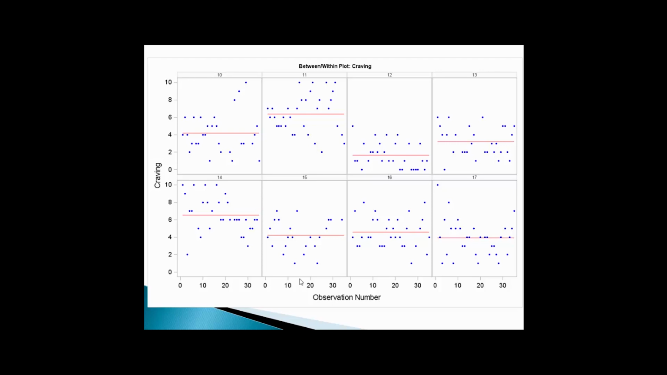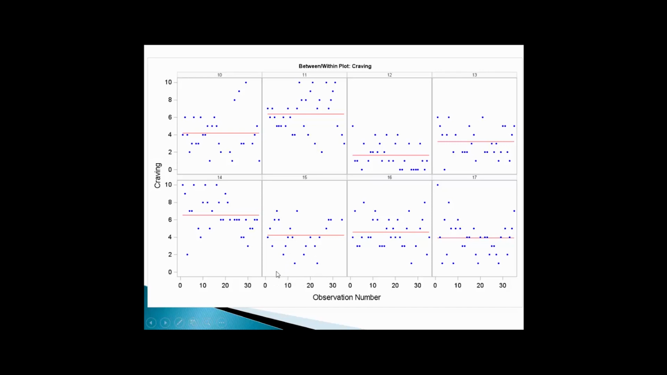So here what I'm showing you is a panel plot where we have 8 participants, and each cell here, each panel, is a different participant and marked with the ID on the top. So that's participant 10, 11, 12, 13, etc. On the x-axis, we have the observation number. So this is just the count of the number of repeated assessments that they're getting.